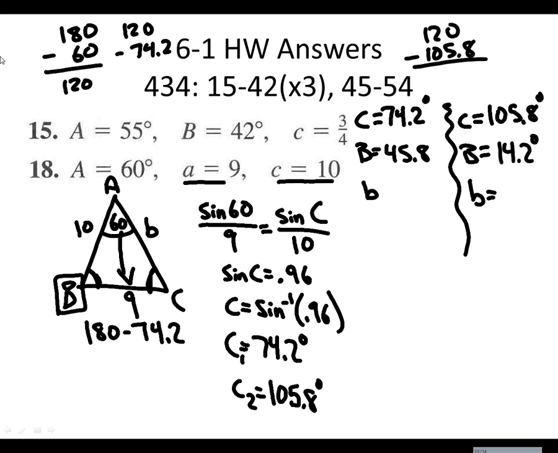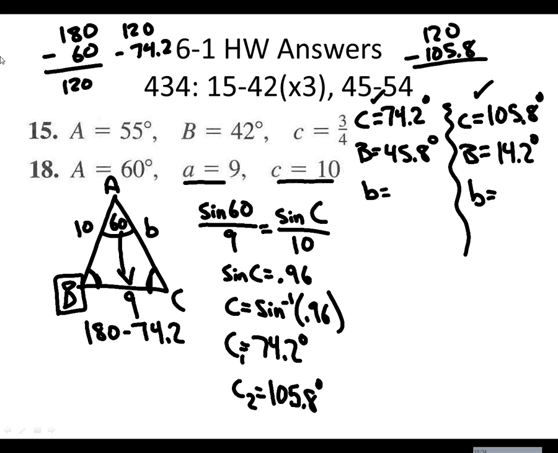So if all the angles work, we do have two triangles. In this case, is it possible to have angles of 74 and 45.8? Absolutely. This triangle works. Can we have an angle of 105.8 and 14.2? Sure. So that triangle also works. We're going to have two triangles here, two distinct answers.